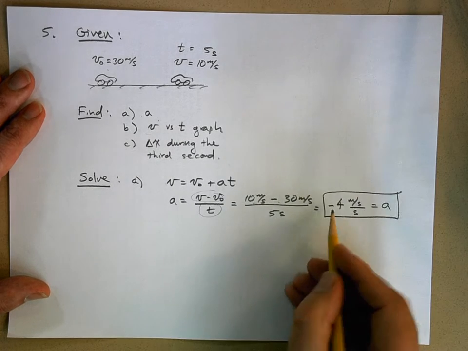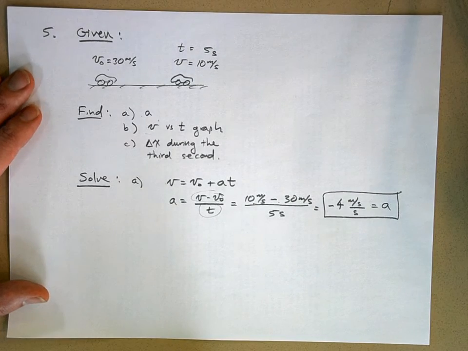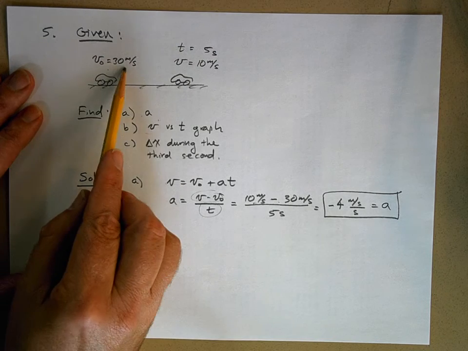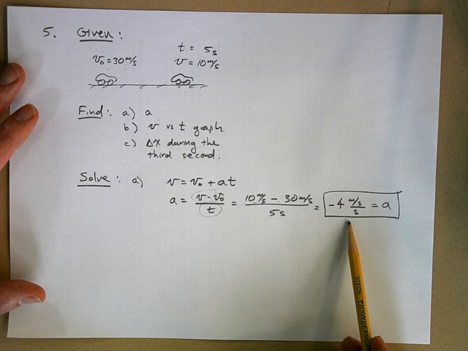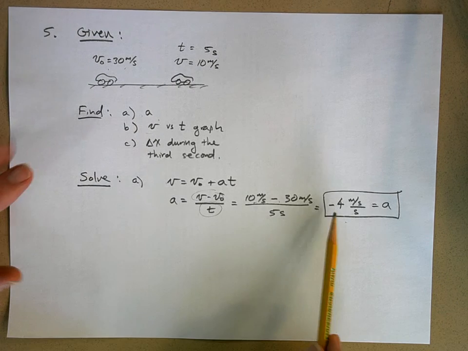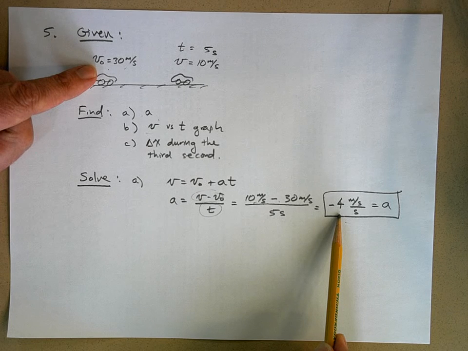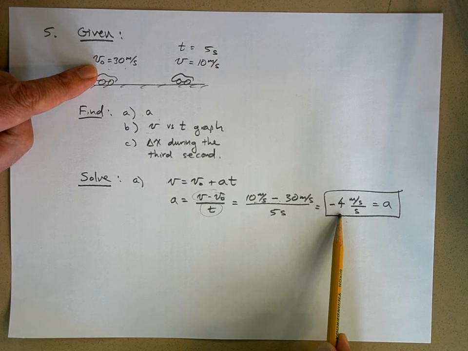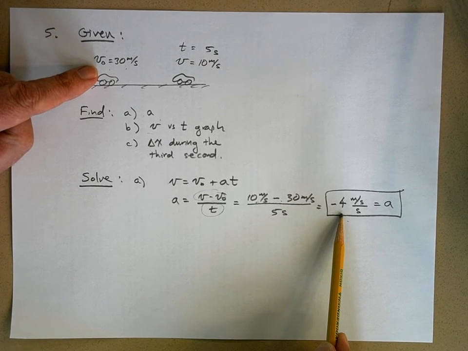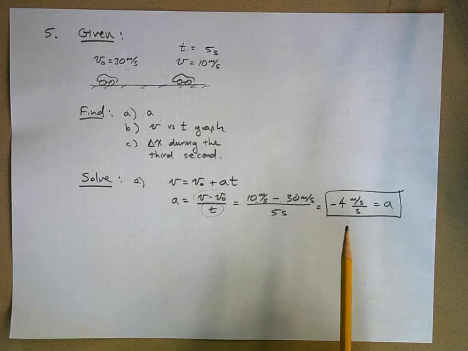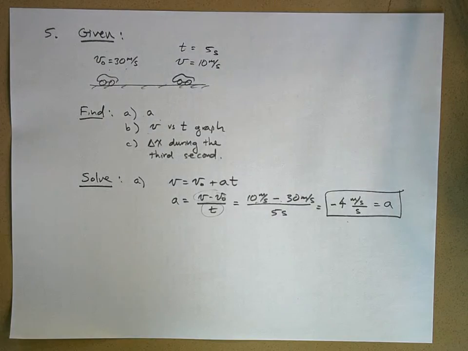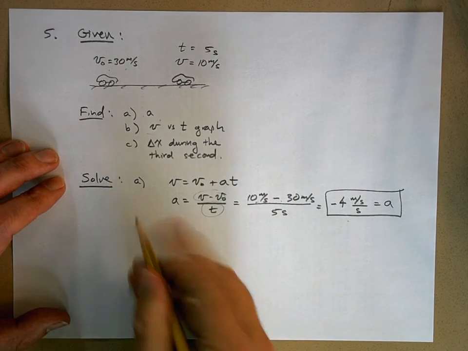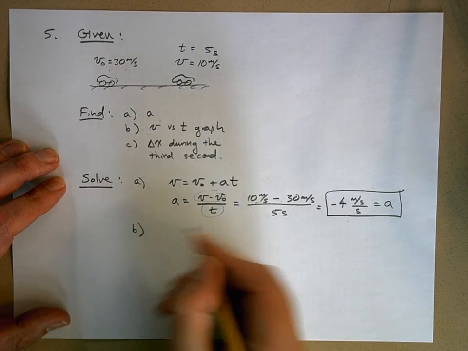Whoa, what does the negative mean? Our velocity is positive, but my acceleration is negative, which means that we are slowing down. If the acceleration and the velocity are opposite in sign, then you're slowing down. You can have a situation where your velocity is negative, but your acceleration is positive. You're slowing down. Okay.